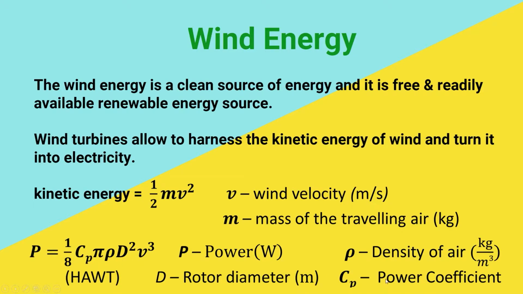So what is Cp? Cp is the power coefficient and rho is the density of air, d is the rotor diameter and v is the wind velocity. So finally, when you put all these parameters in SI units, you will get the power output in watts. So this is for a typical horizontal axis wind turbine. I will explain later.